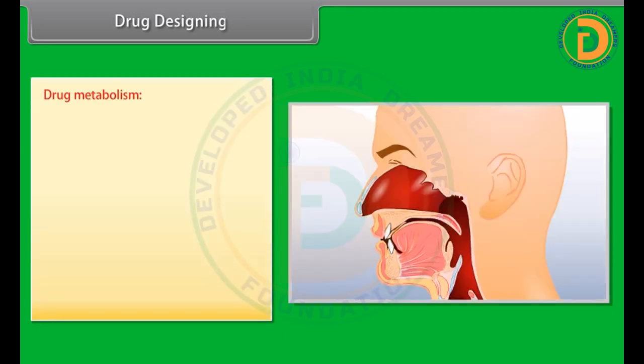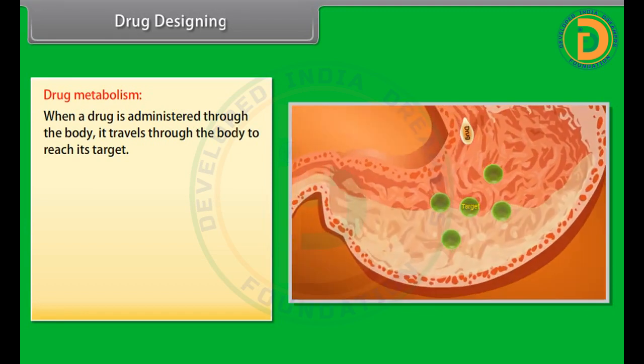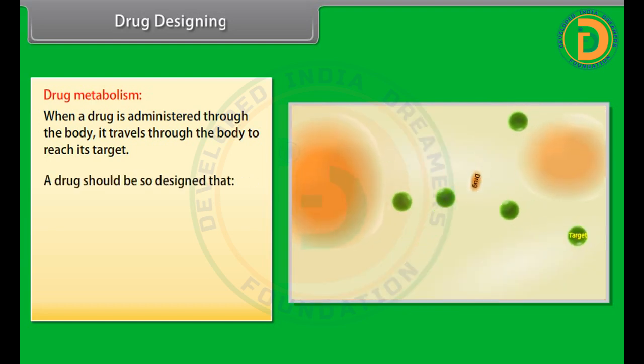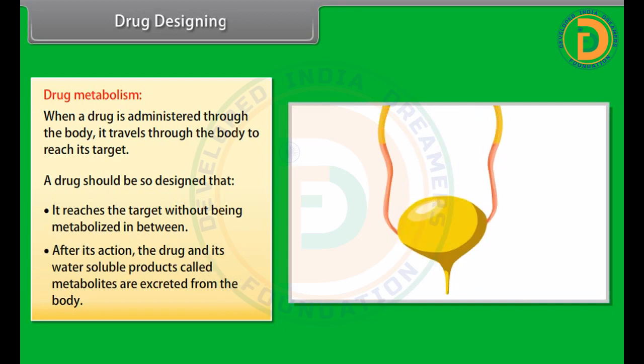Drug metabolism. When a drug is administered, it travels through the body to reach its target. A drug should be designed so that it reaches the target without being metabolized in between. Also, the drug should be designed so that after its action, the drug and its water-soluble products, called metabolites, are excreted through urine, feces, exhaled air, saliva, and sweat without causing harm to the body.